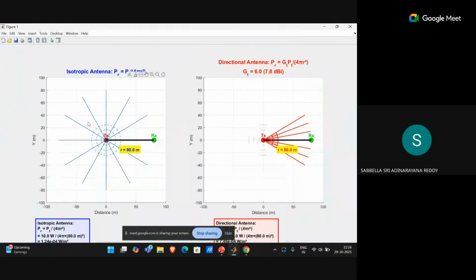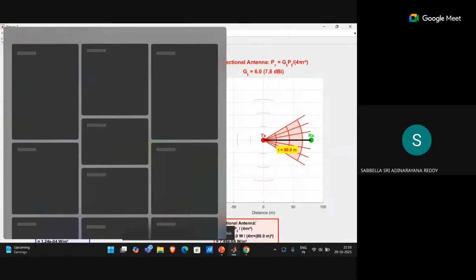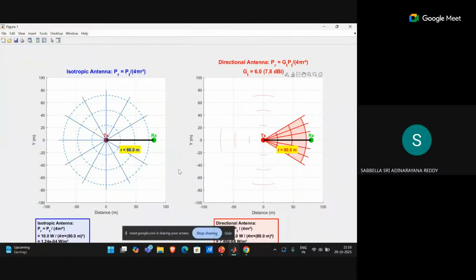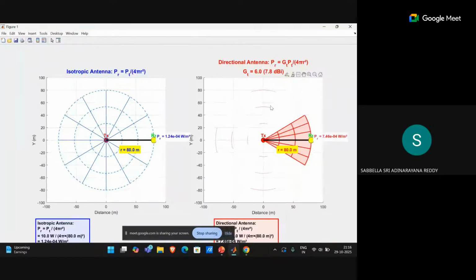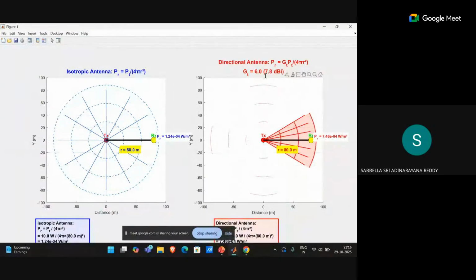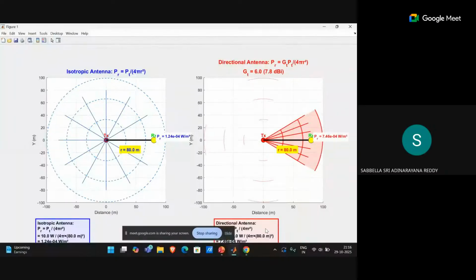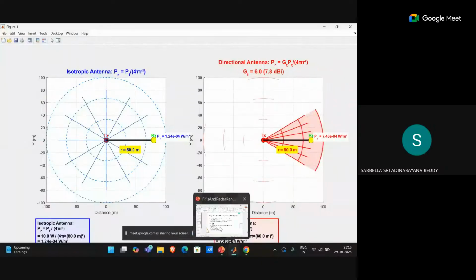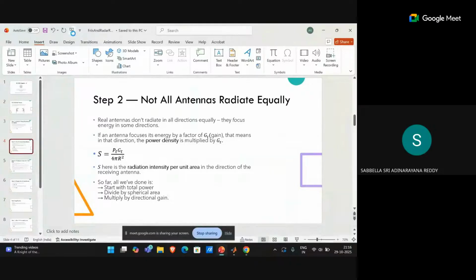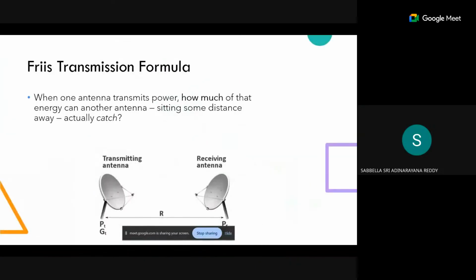So this is an isotropic antenna, where power is radiated equally. Here, the power density is 1.24 into 10 to the power of minus 4. Then in a directional antenna where the directional gain is 6, the power density is going to be 7.46 into 10 to the power of minus 4. So like this, we're going to have different power density in this case.